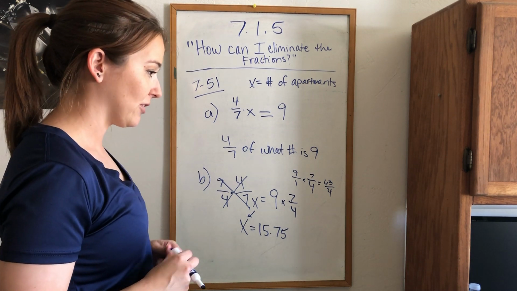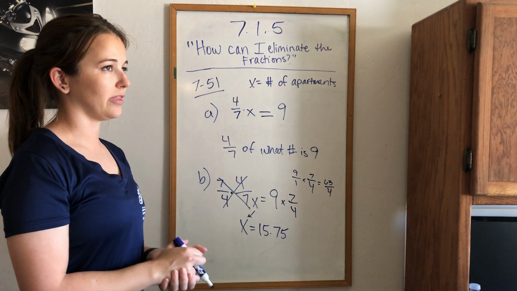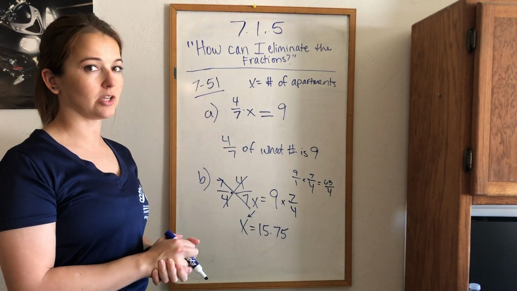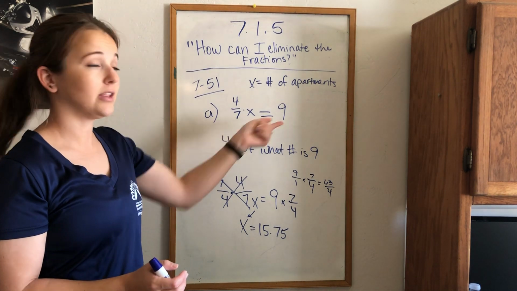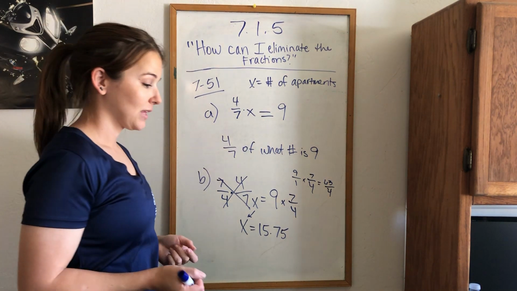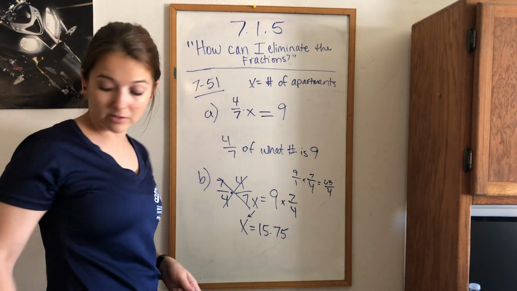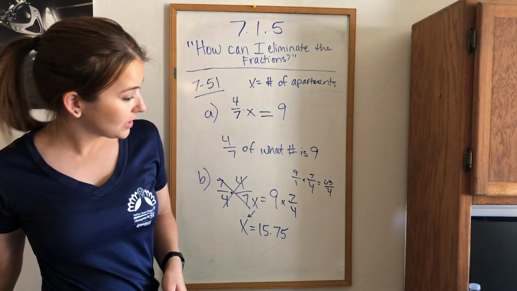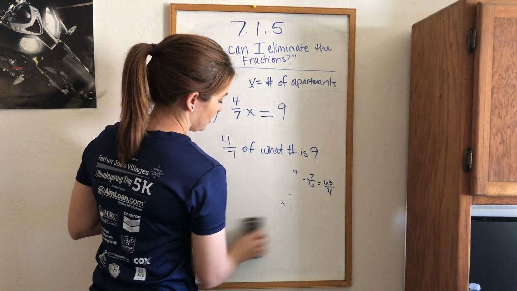So that is the amount of apartments if the entire total of students were there. That's how many apartments they could paint. If there's only 4/7 of the kids there, then they can paint 9. So we kind of want everybody there because then we paint more apartments. Okay. 752.